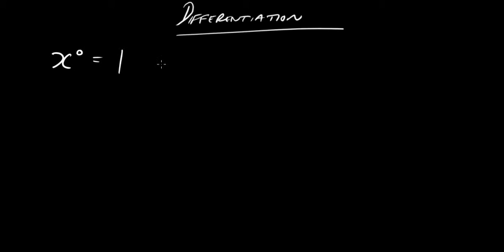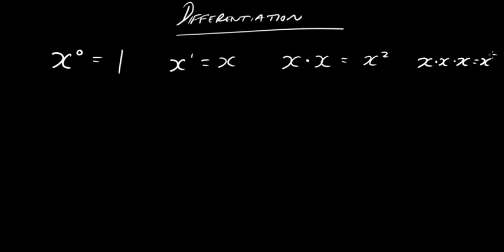Anything to the power 0 is equal to 1, and anything to the power of 1 is itself. And of course, if we've got x times, this isn't the decimal point, it's the dot product, it means multiply, so otherwise it'd look like another x. x times x is equal to x squared, of course. If we had x times x again, that would be equal to x to the power 3, or x cubed.